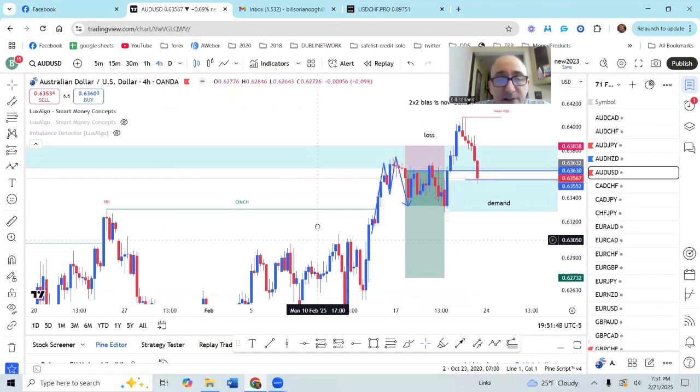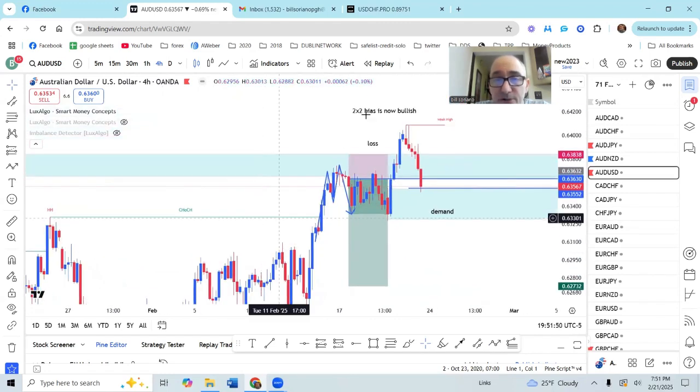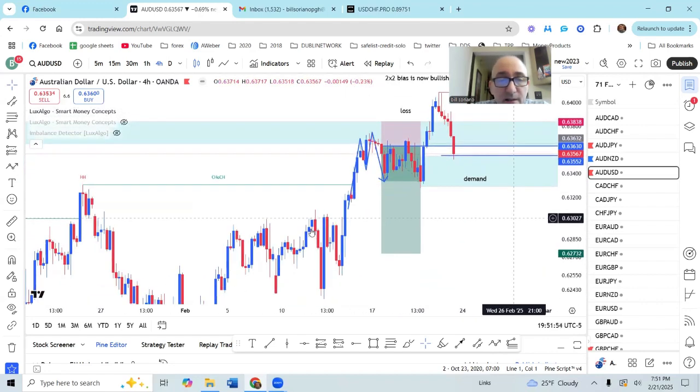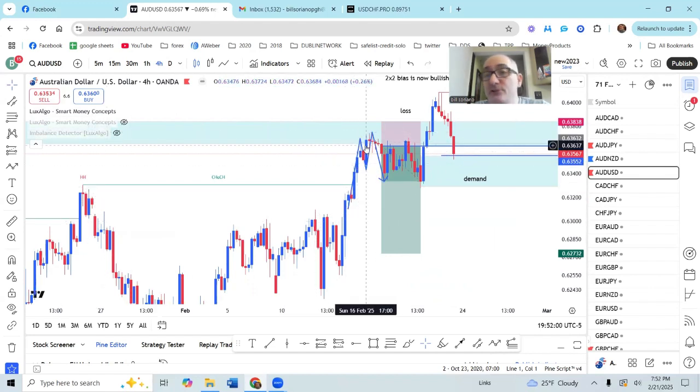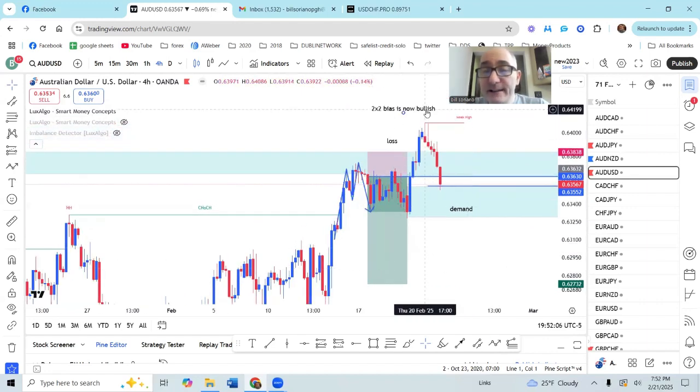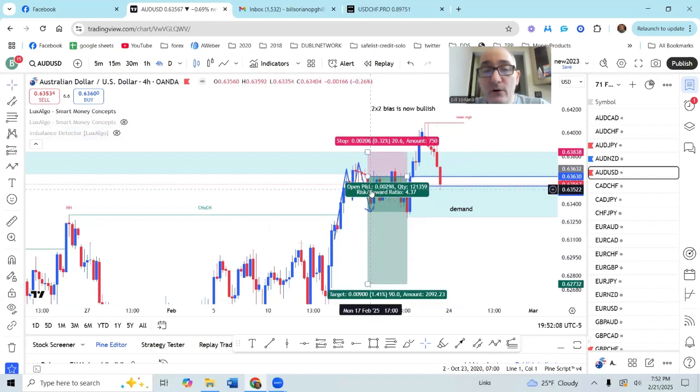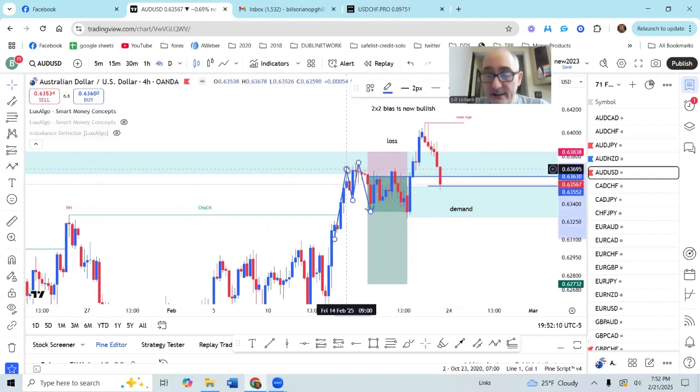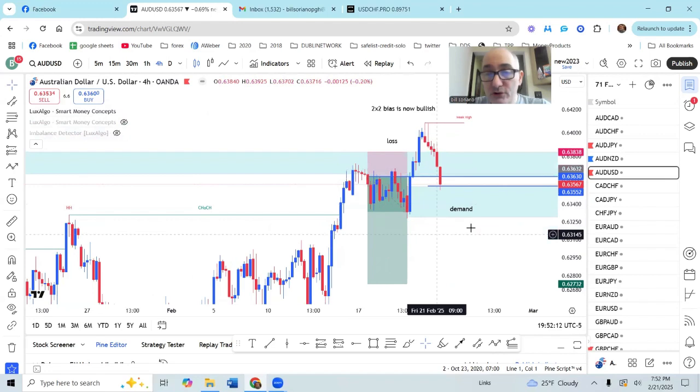But the big thing here is this is where you get a 2x2. You see how I marked 2x2, bias is now bullish. Okay, so we got this change of character here, and when price moved up past this area, it needed to do that to get to the zone, but then it pulls back and then it breaks structure again to the upside. And so now the bias is bullish on this.